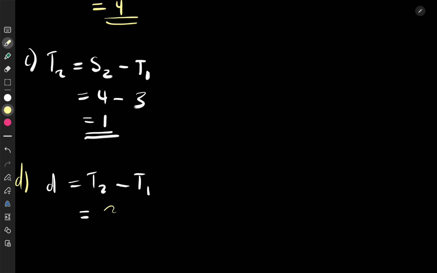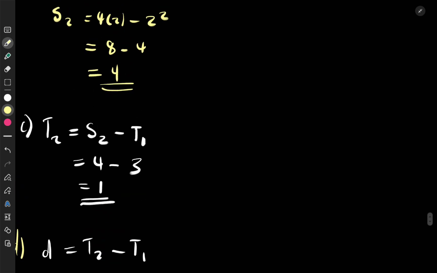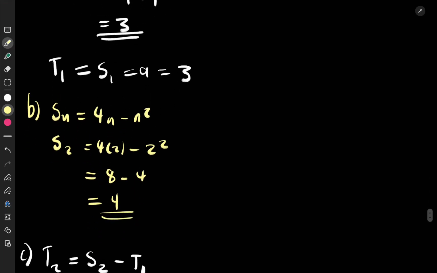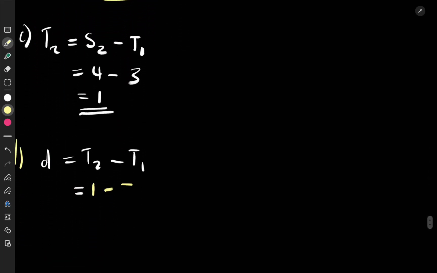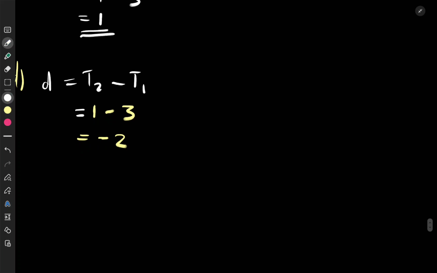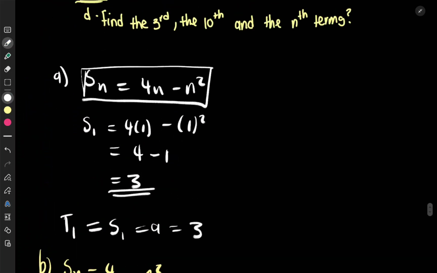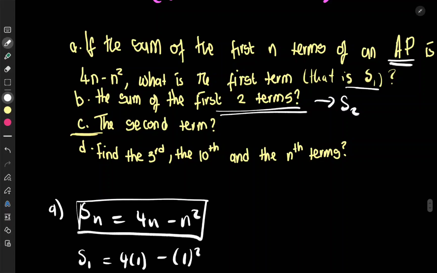Let's go. Term number 2, what do we have? 1 minus term 1. Term 1 is 3. So it's 1 minus 3, and this gives me negative 2 as my D. My D is going to be negative 2. Now, once I have D, how easy can it get? Because what are they asking for? Let me go back. Find the 3rd, 10th, and nth.